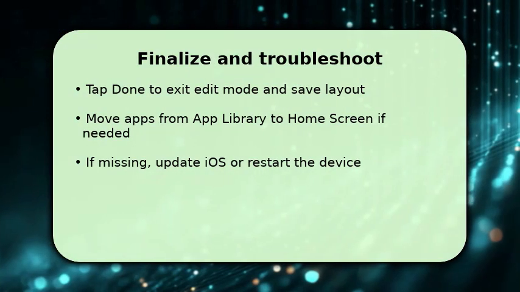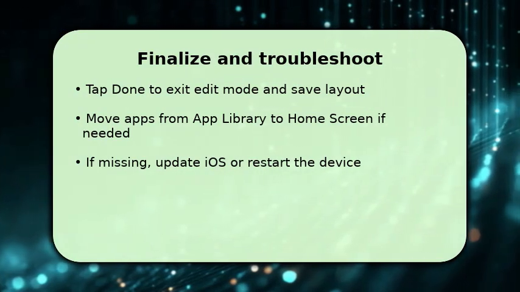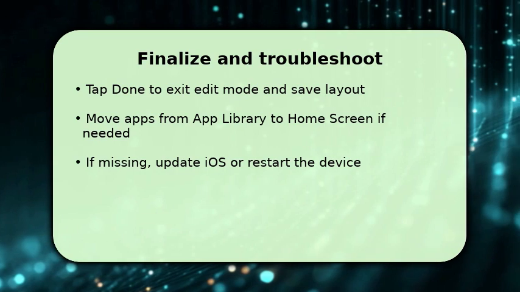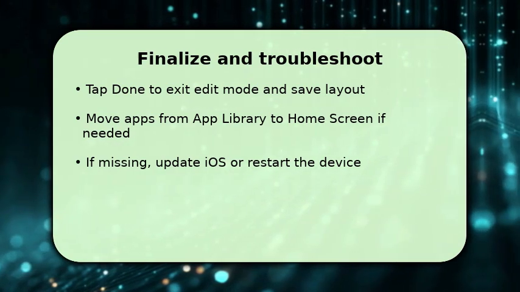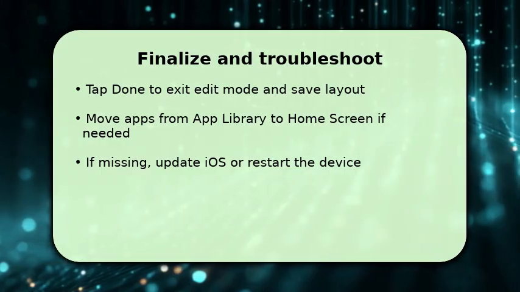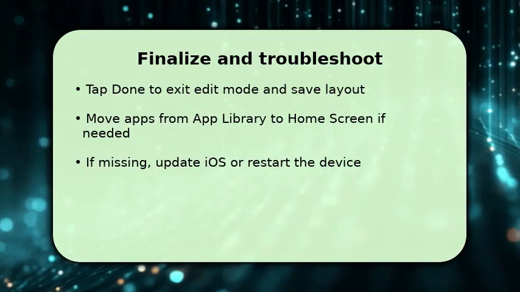To finish, tap Done or press the home/gesture area to exit jiggle mode and lock your layout. If you need specific apps visible, open the app library or the widget, press and drag an app to the home screen, then place it in a folder or slot.